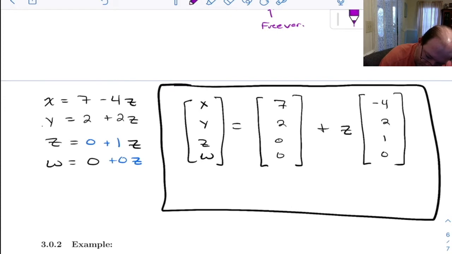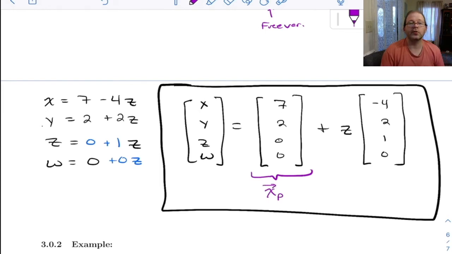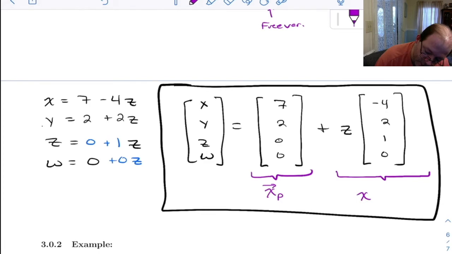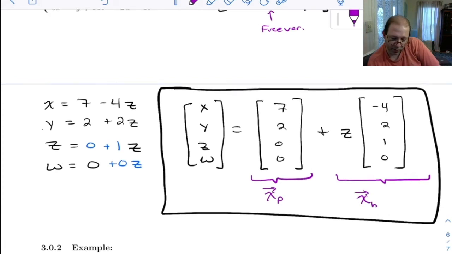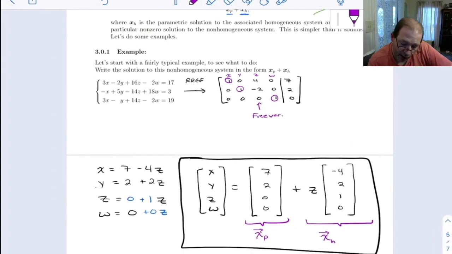And I want to label this. This bit right here is my particular solution. That's one particular solution to the system. This over here, z times this, is a solution to the associated homogeneous system. What that means is, if we went back up here to the original and took these constants over here and replaced them with 0, 0, 0, then this would be the solution to it.